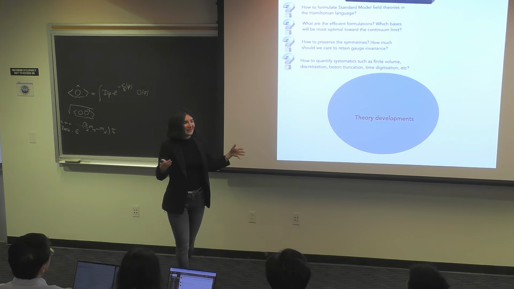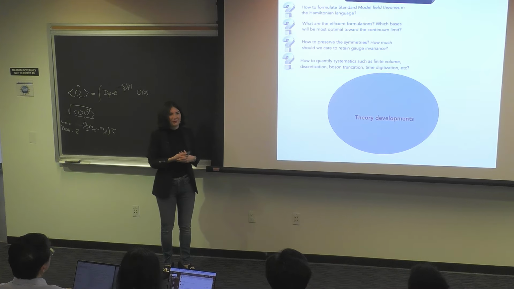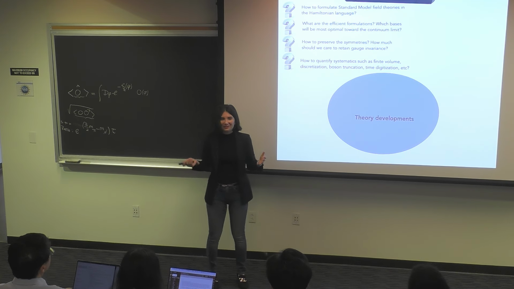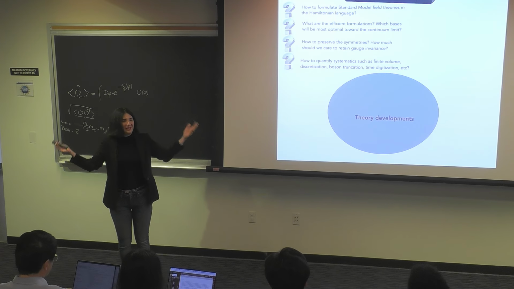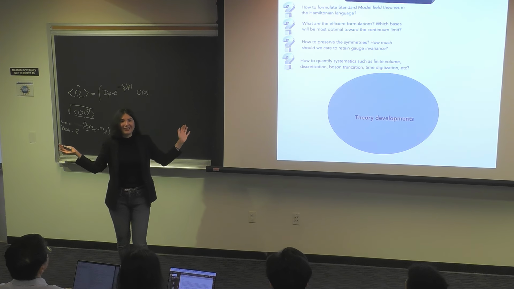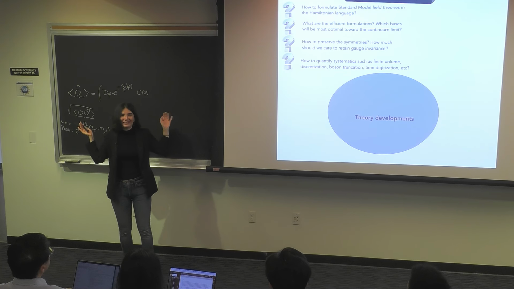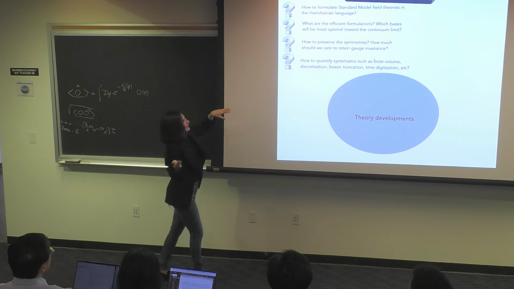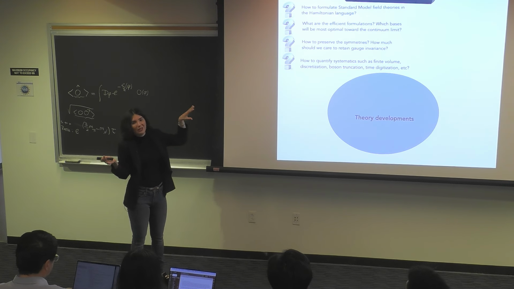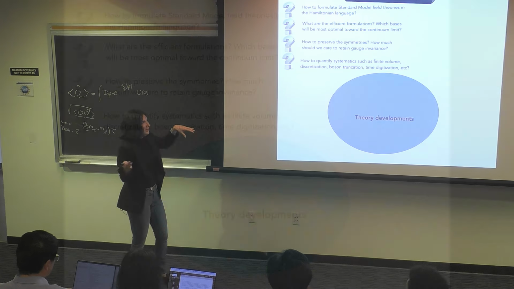And then we left the Hamiltonian developments to the early days. Kogut and Susskind are some of the famous people that wrote down some of these early papers on Hamiltonian gauge theories. And now we as a community go back to those papers and say, oh, okay, that's a good starting point. That's not everything that we need. So we need to come up with better formulations, formulations that are maybe the most optimal towards the continuum limit.